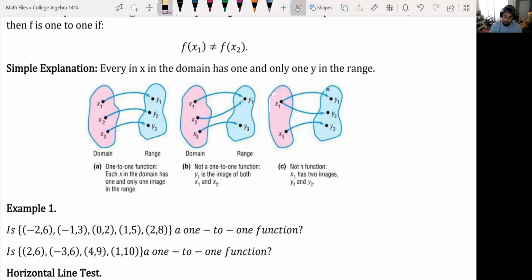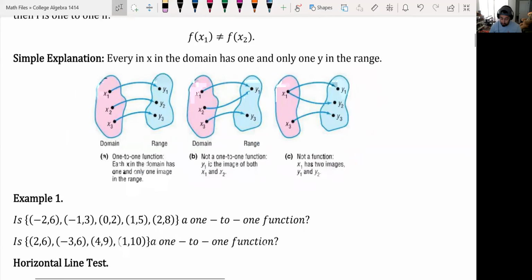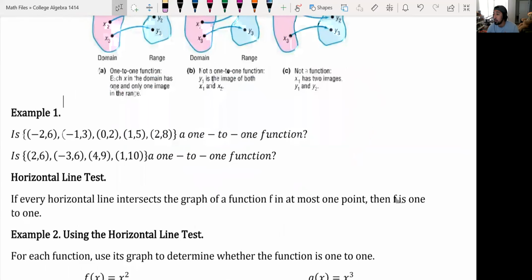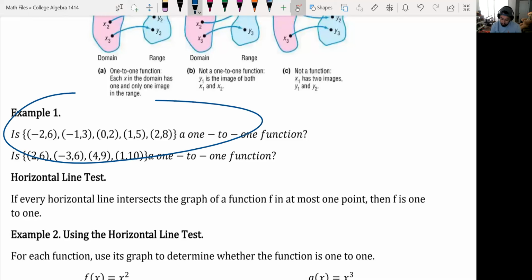So let's look at the coordinates below and determine whether we have a function, a one-to-one function or not. So for the first set of coordinates here: (-2, 6), (-1, 3), (0, 2), (1, 5), (2, 8). All of these x values look like they have their own y value. So is this a one-to-one function? Yes.